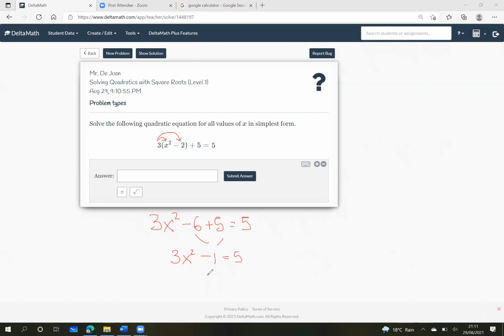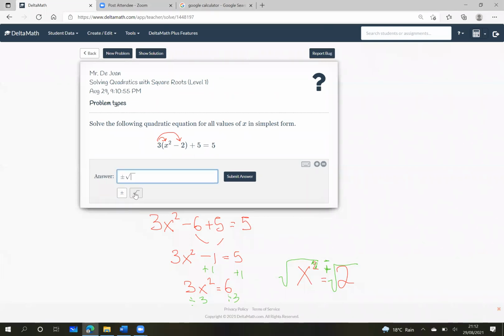How are we going to simplify this? Add 1, add 1. Now we have 3x squared equals 6. Then we're going to divide by 3. Now we have x squared equals 6 divided by 3, everyone? 2. But not quite done. Take the square root and say ciao ciao. Take the square root and say hello. Plus minus the square root of 2.